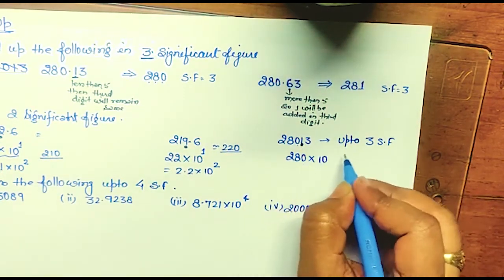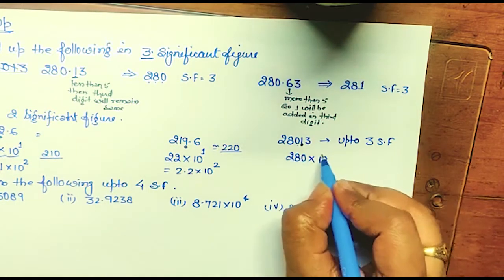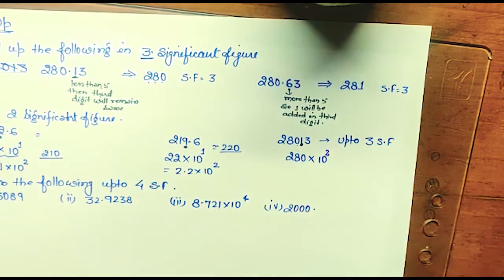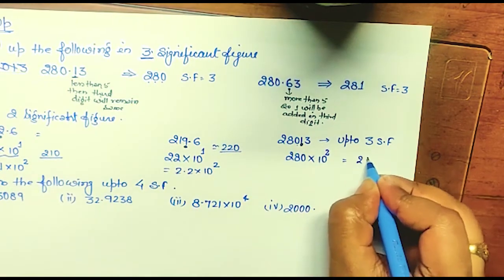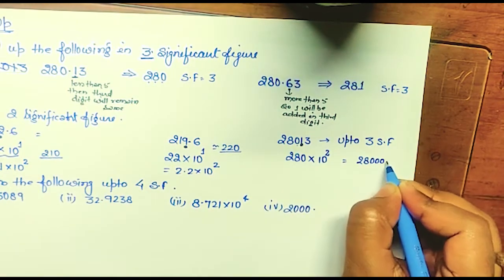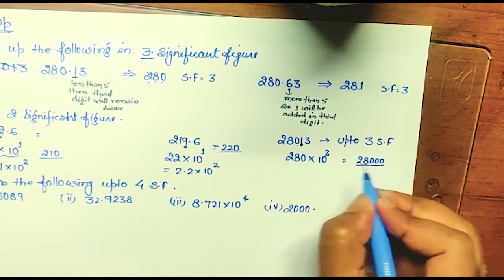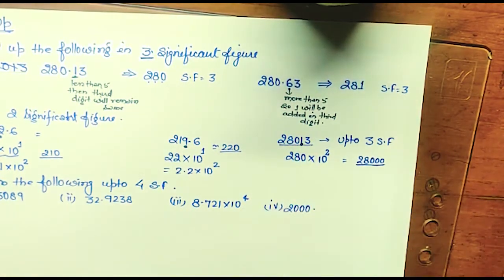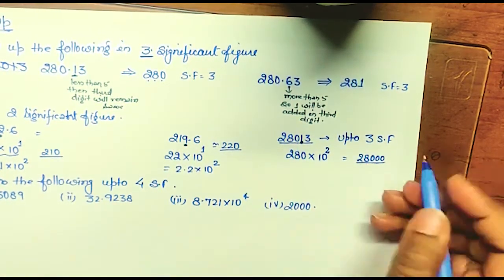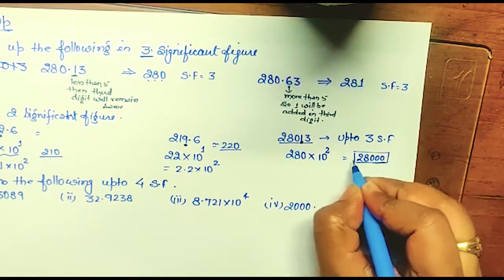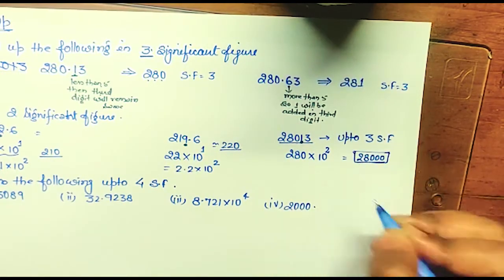The rest of the number should be in exponent form. So what will it be? 28 and 00, so it is 28,000. 28,013 is approximately the same. So this is called round up. So we don't have to do this, I'm just telling you this to check.